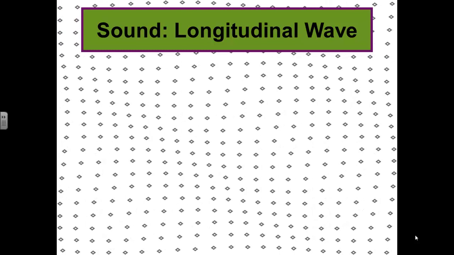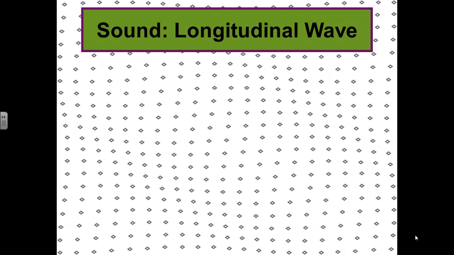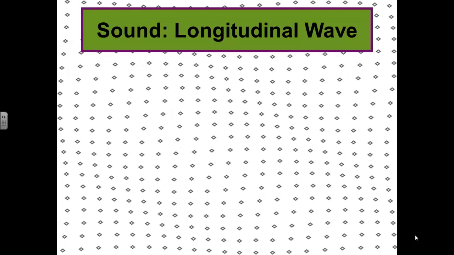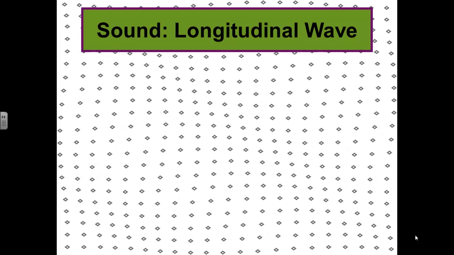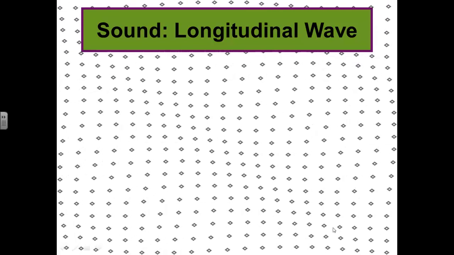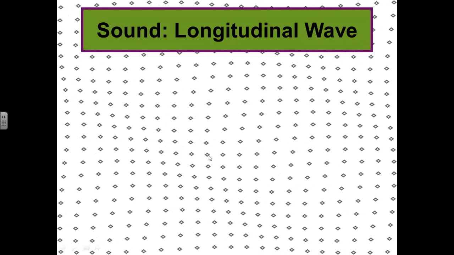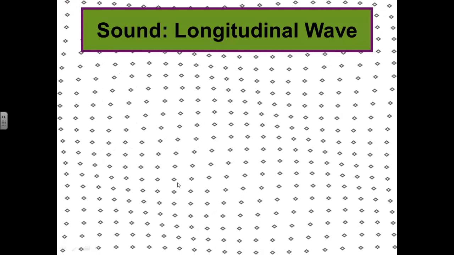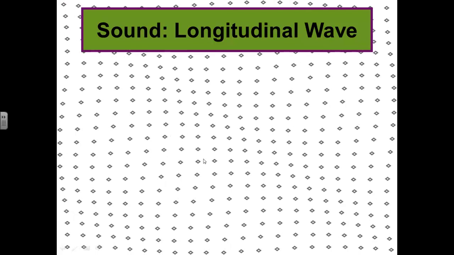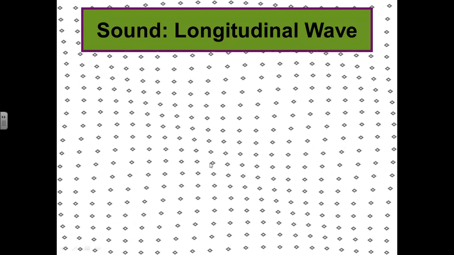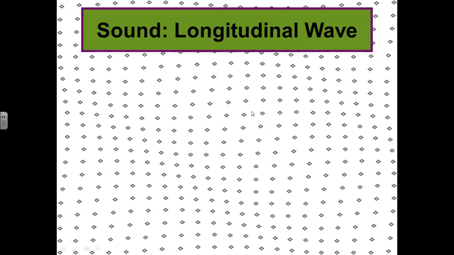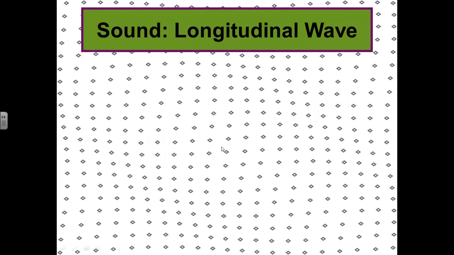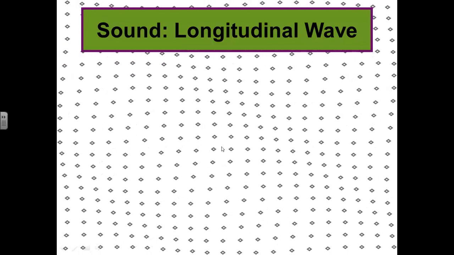We're going to look at sound. Now, sound is a longitudinal wave, which means that the medium which carries the wave, the particles, move parallel to the direction of the wave. And you can see here the particles are moving diagonally from side to side this way, but the wave is moving diagonally like this. So the wave is moving diagonally, and the particles move diagonally in the same direction and back again.